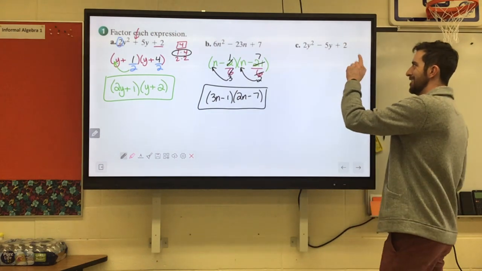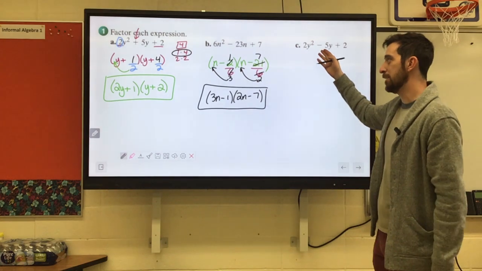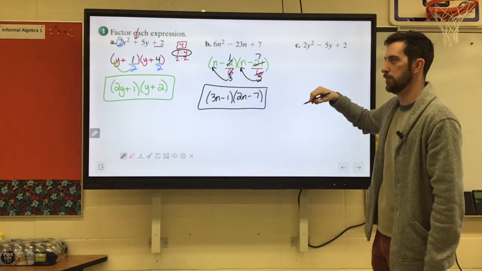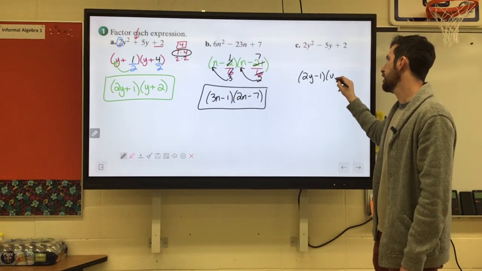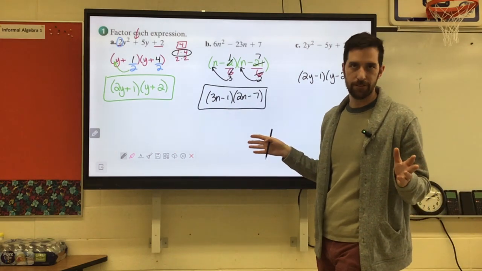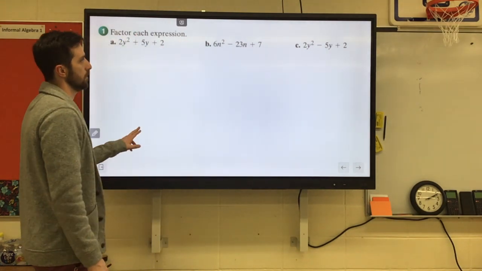Cool. And again, C is strikingly similar to A, except the only difference is the minus. So this one is going to be the exact same thing except minus minus. 2y minus 1, y minus 2. I would rather spend our time going over a different problem with different numbers instead of doing the same problem twice.